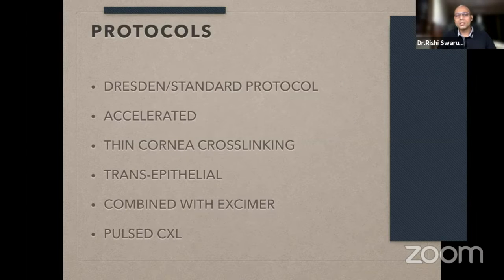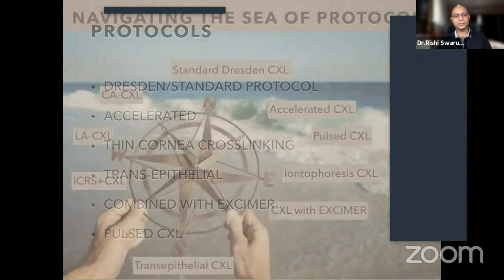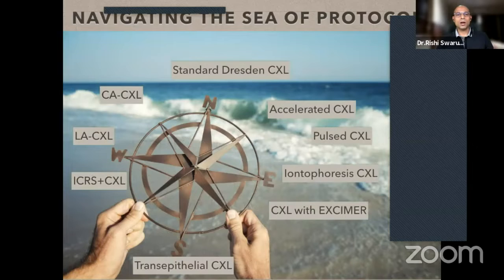Several protocols have been described. The traditional protocol of cross-linking, which was originally started, was the Dresden protocol or the standard protocol. But several modifications have come, like the accelerated. We have modifications for thin cornea cross-linking, trans-epithelial cross-linking, when you combine cross-linking with an excimer procedure, and pulse cross-linking also is available.